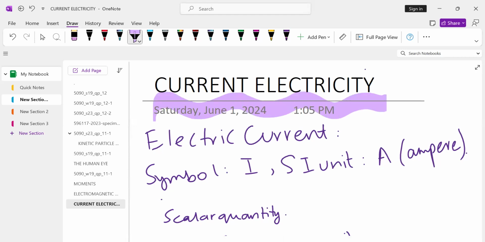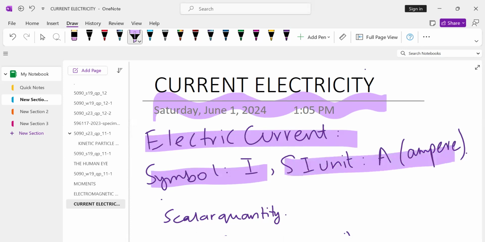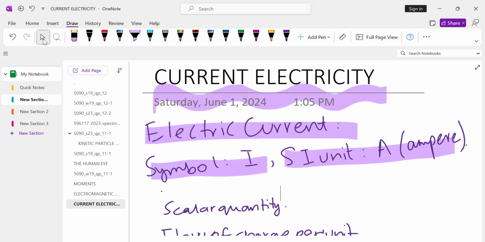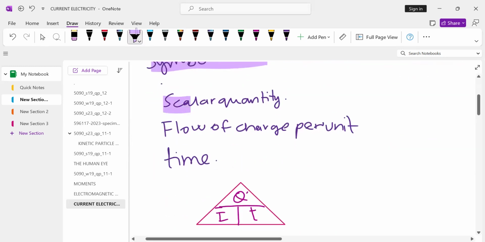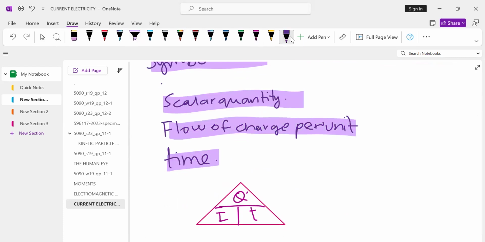So electric current. What is an electric current? Its symbol is I, and its SI unit is amperes, which we can write as capital A, and it's a scalar quantity. Its definition is flow of charge per unit time. As I told you previously, per unit time means a division sign, and flow of charge means charge, which we represent using the capital Q, and time using the small t. So the formula for the current would be charge divided by time equals current, whose symbol is I.